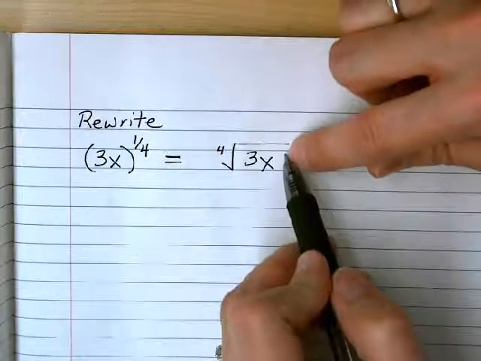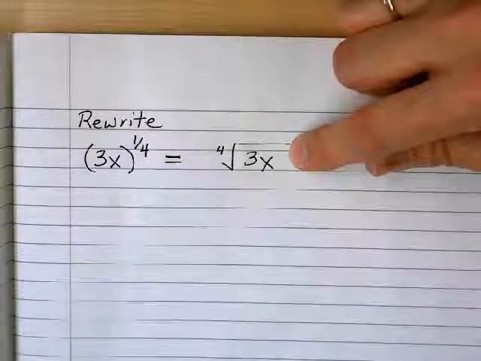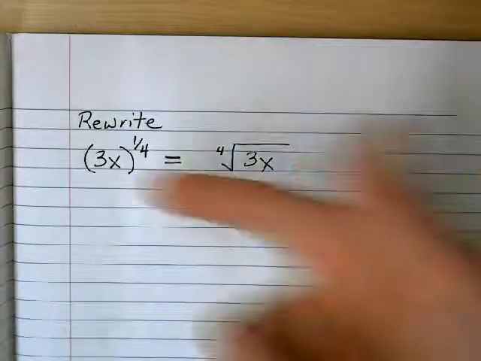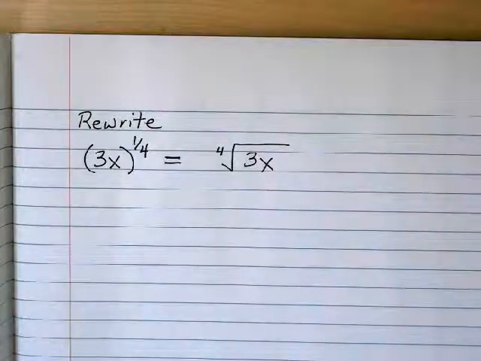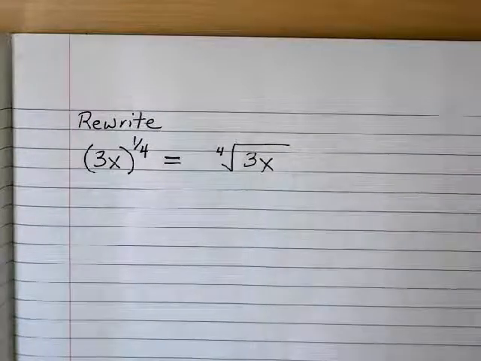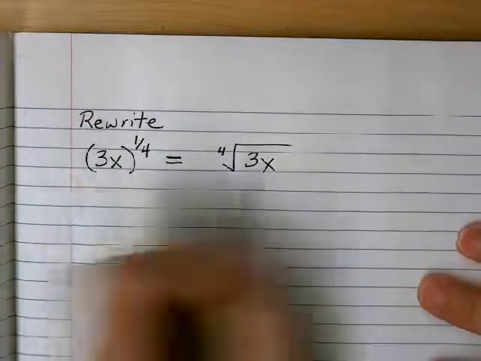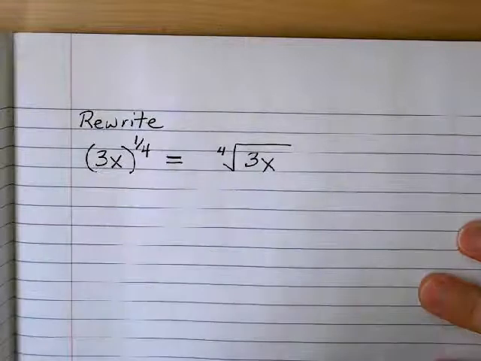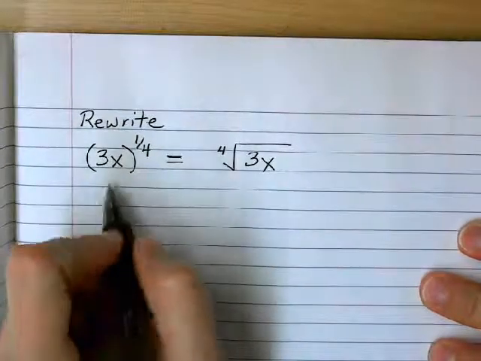You could write a 1 out here, but you don't really have to if it's 1. If something's to the first power, you don't really have to write a 1. That would be the answer. See, that's rewritten. That's good. So these aren't all super difficult. Rewriting them shouldn't be that hard, to go back and forth and rewrite them different ways. Okay, let's do another one.